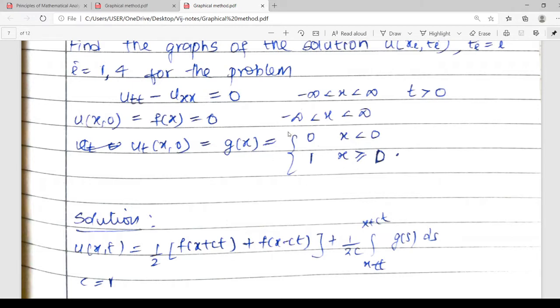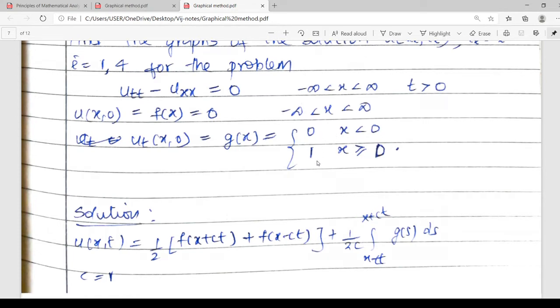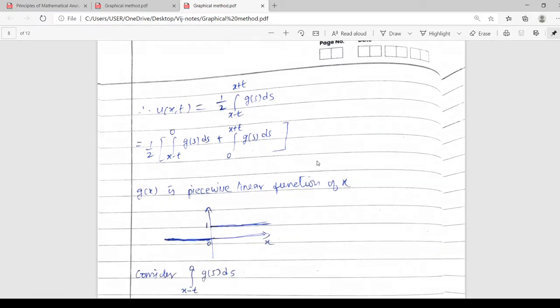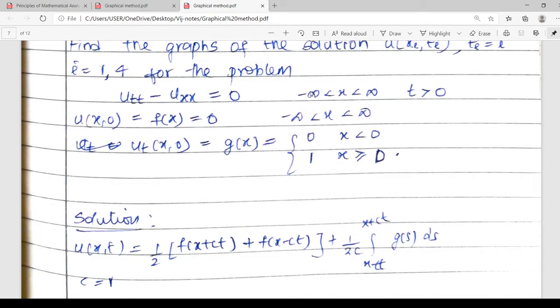g of s is of this form. For x negative, it takes the value 0. For positive, it is 1. So we have u of (x, t) equal to half of the integral from x minus t to x plus t of g of s ds. Now we can see that g is a function which takes the value 0, otherwise it's 1.